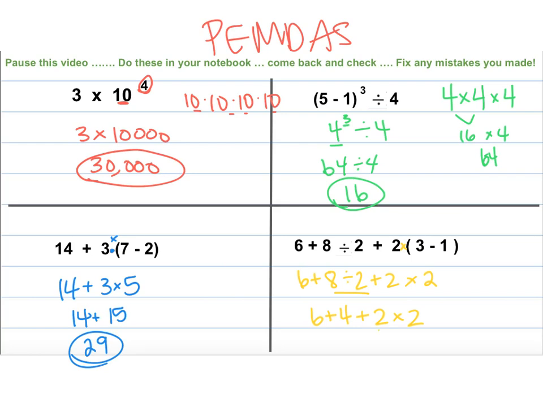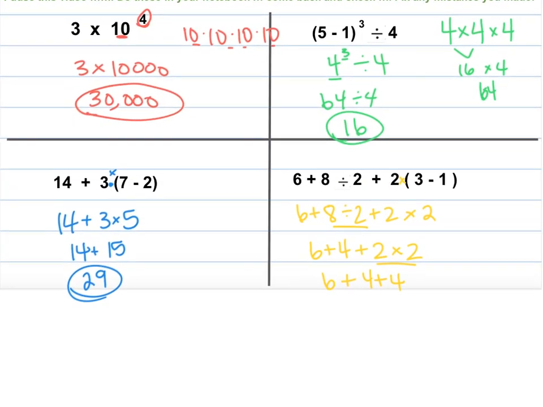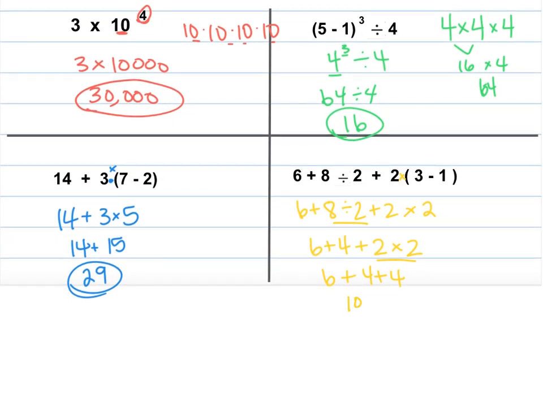Next would be the multiplication that I see here. 2 times 2 is 4. 6 plus 4 plus 4. Well, 6 plus 4 is 10. 10 plus 4 is 14. And again, working my way down to my final answer, showing every single step.